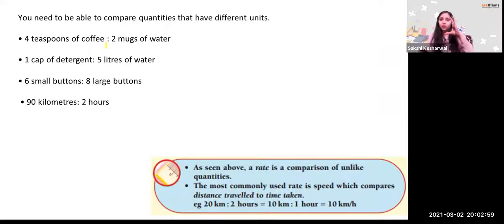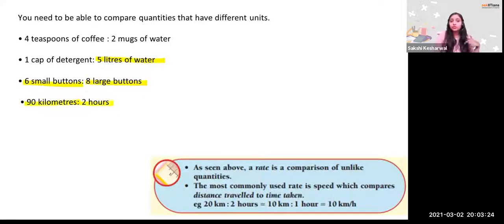If I'm going to make 1 glass of rice, then I take 2 glasses of water to cook it properly. So what is the ratio of rice to water? It's 1:2, right? So if I'm going to take 2 glasses of rice, then how much water is required? 4 glasses of water. It's like this. If you take 1 cup of detergent, 5 liters of water are required, right? 6 small buttons, 8 large buttons, right?